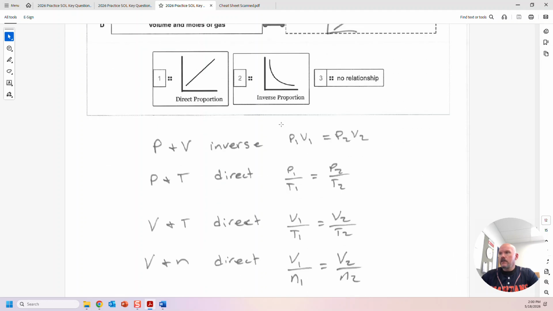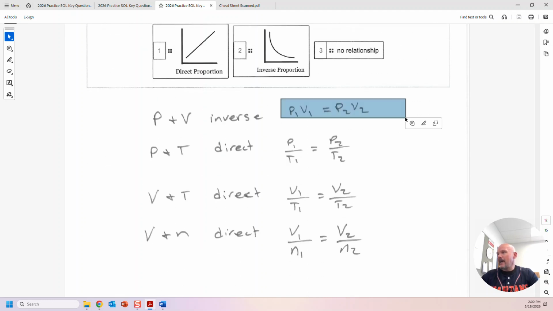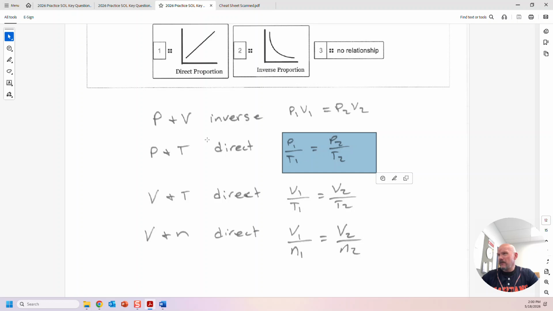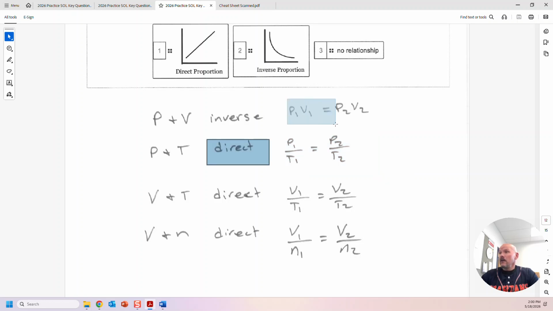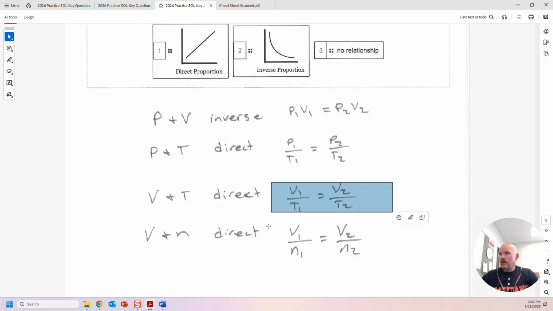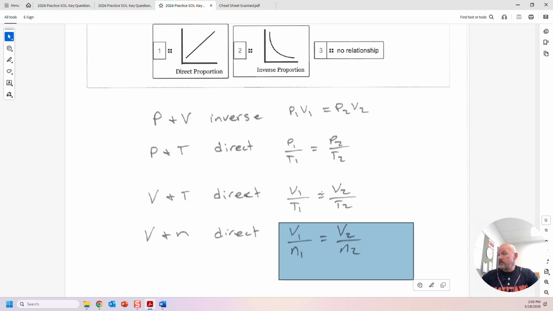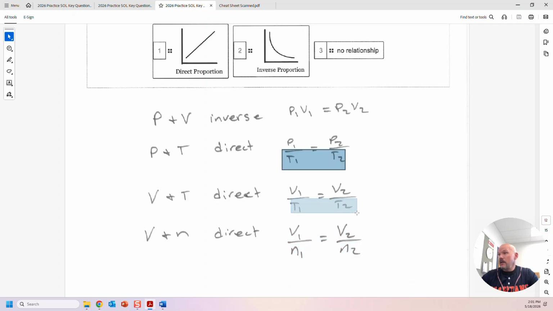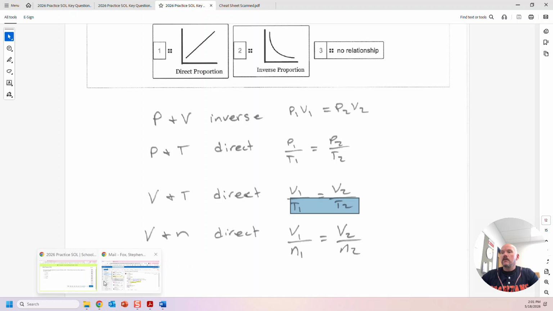All right. So remember, anytime you do initial times initial equals final times final, that's always inverse. If you have initial over initial equals final over final, that's always direct, right? So you don't need to know it's Boyle's law, Gay-Lussac's law, Charles' law, right? You need to know what the equation is and you need to know to plug it in, but you don't need to know the name. You need to know what the relationship is. And remember, if you're plugging in temperatures, Kelvin, don't put in Celsius into these equations, okay? All right, so we're going back.